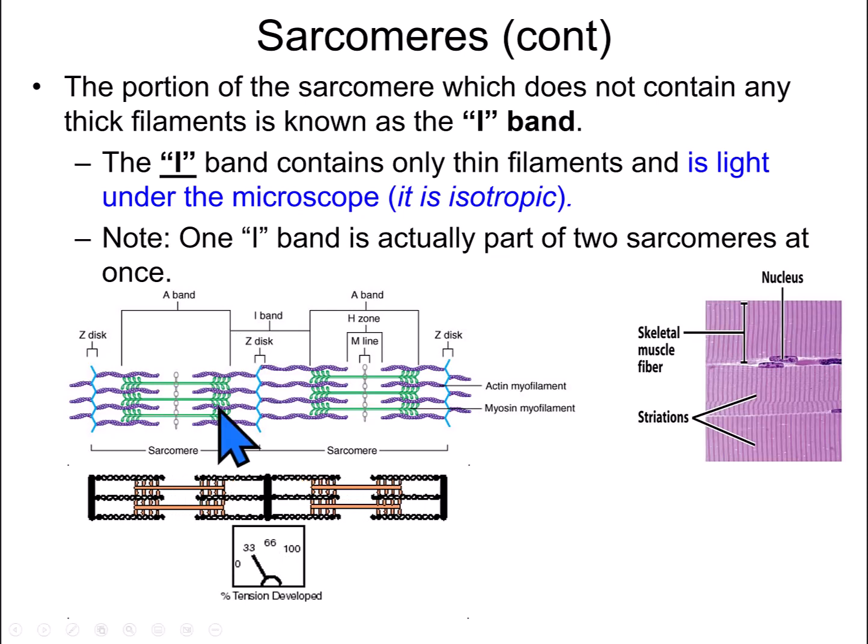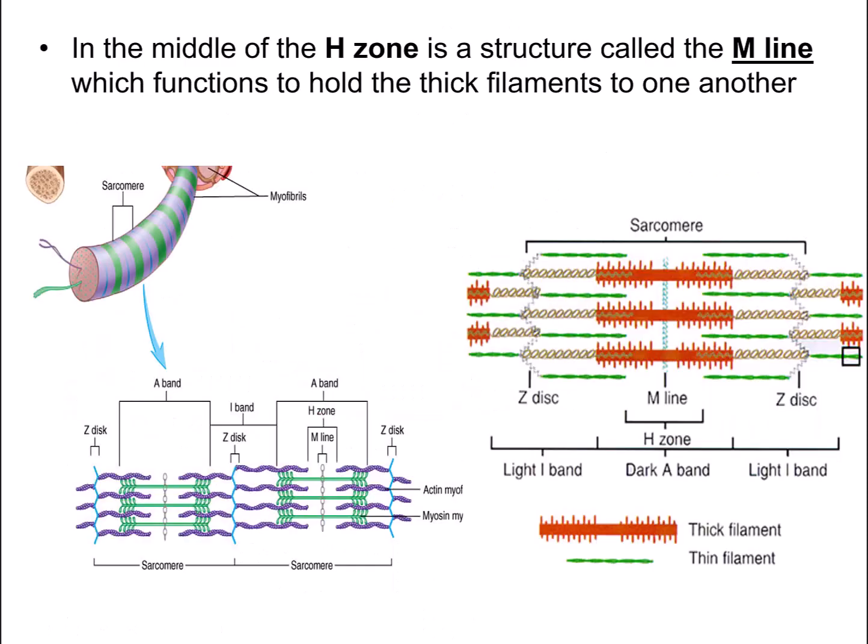The I band is actually part of two sarcomeres and is going to shorten during muscle contraction. Here's the I band, and you can see it getting shorter as those thick filaments pull the thin filaments over the top of them. In the middle of the H zone is a structure called the M line, and that functions to hold the thick filaments to one another.